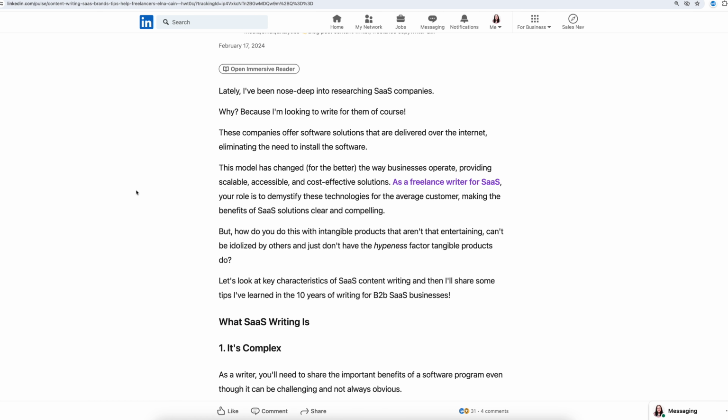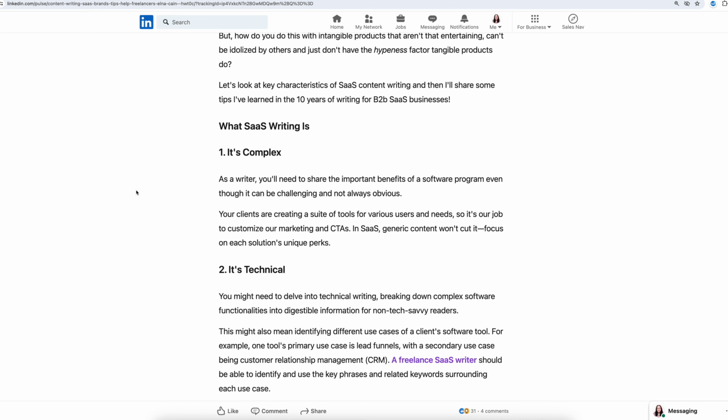I start off in my post saying that I have been nose deep in researching SaaS companies. I've been working at getting to know these new companies that I'm seeing in my feed, that I'm hearing about from other writers, other marketers, that I'm seeing on YouTube ads, in Instagram ads, things like that, where I want to get to know these companies more. So let's look at what SaaS writing really is to help you be a better freelance writer.